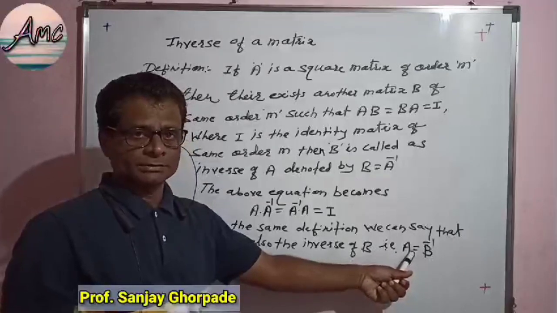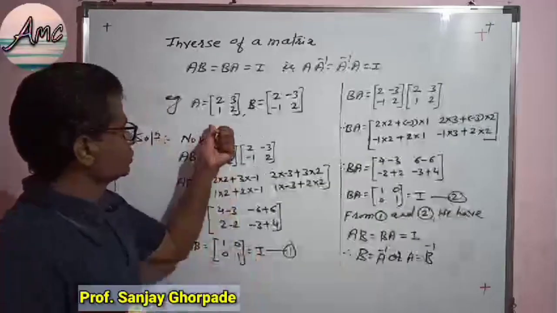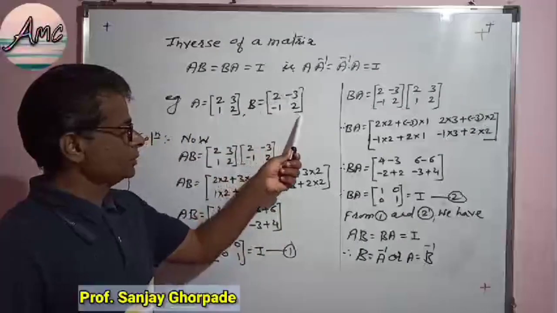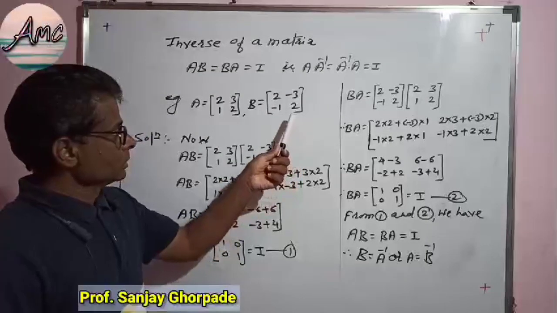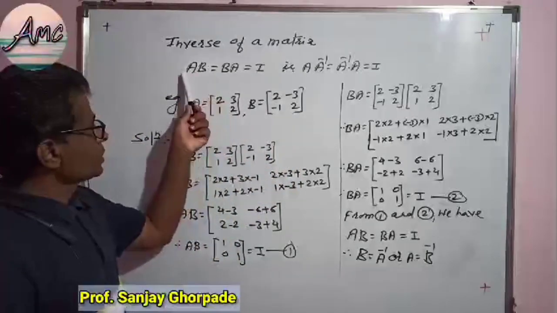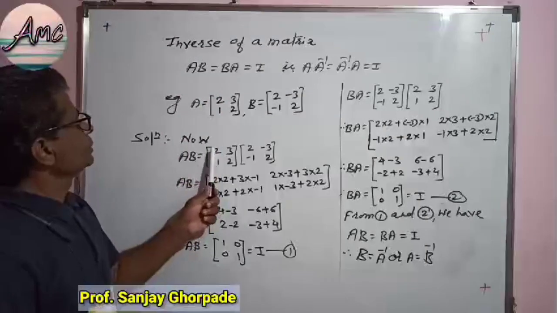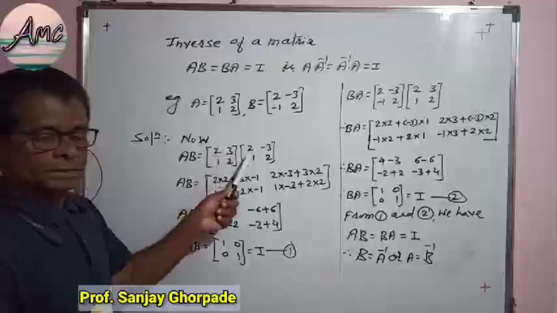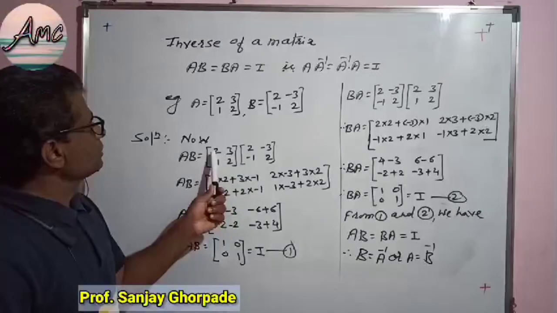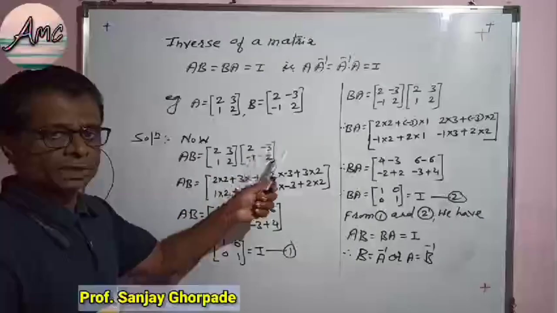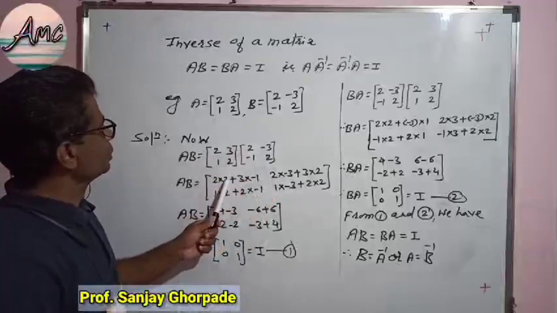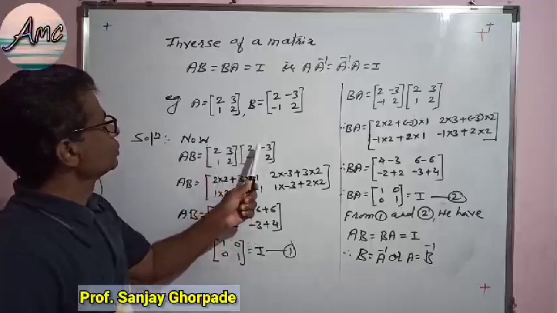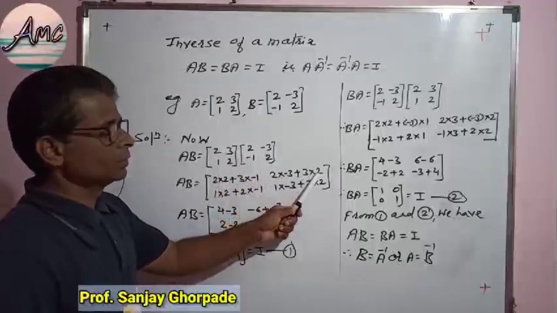For example, matrix A equal to 2, 3, 1, 2, matrix B equal to 2, minus 3, minus 1, 2. Let us find the product AB. AB equal to the matrix A 2, 3, 1, 2 into matrix B 2, minus 3, minus 1, 2. Take the matrix multiplication. The rows of the first matrix are multiplied with the columns of the second matrix. So 2 into 2 plus 3 into minus 1. In first row, second column, 2 into minus 3 plus 3 into 2.